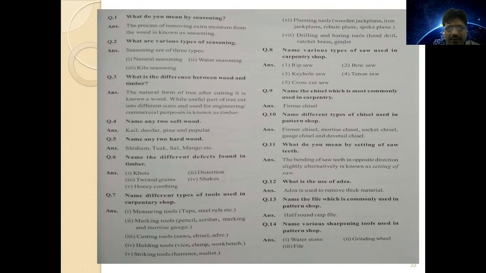Then the different types of defects found in timber: knots, distortion, twisted grain, shakes, honeycombing. These are the different types of defects. Then we come to the tools. We have already discussed the types of tools. Then there are different types of saws: rip saw, bow saw, keyhole saw, tenon saw, crosscut saw. These are the saws used to cut wood.